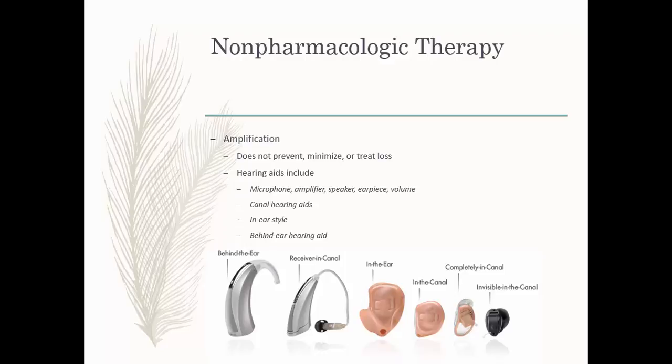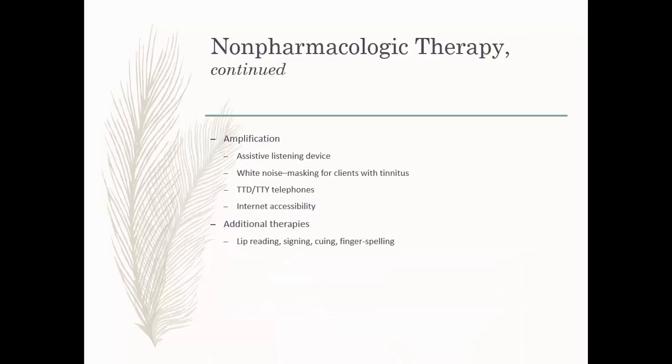So there's different types of hearing aids. They are going to include a microphone, amplifier, speaker, earpiece, and volume. A lot of times they have an on-off switch as well. But there are different types of hearing aids. A canal hearing aid can be in the canal or completely in the canal. Then you've got the in-ear style and behind-ear hearing aid. And a lot of it's just going to be depending on what is better for the patient. It is important that these hearing aids be kept clean.